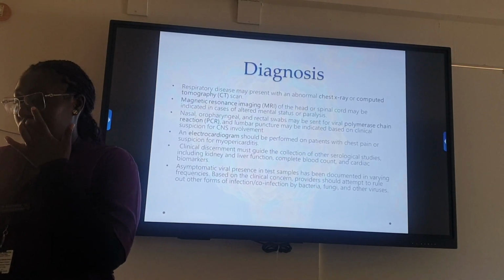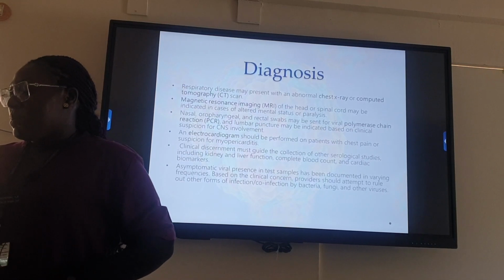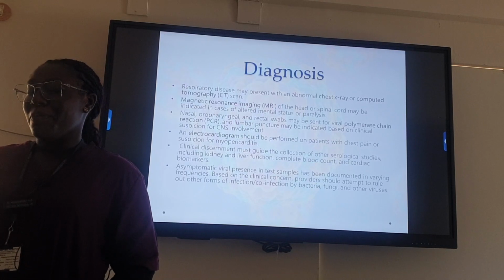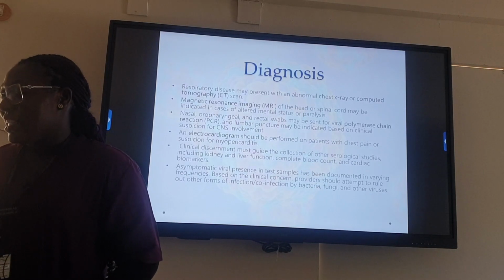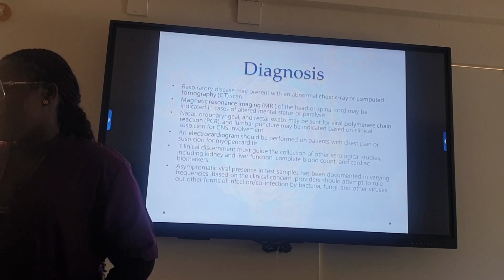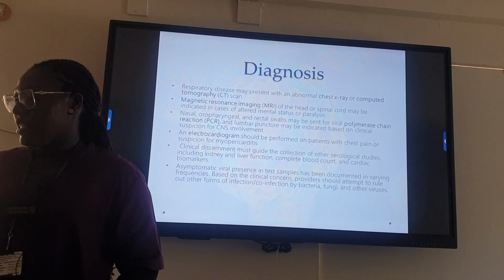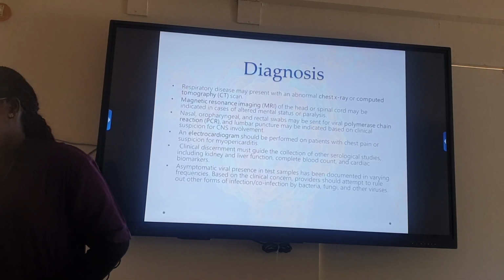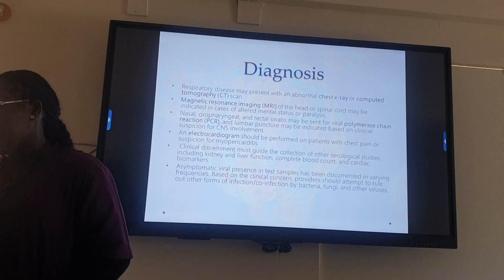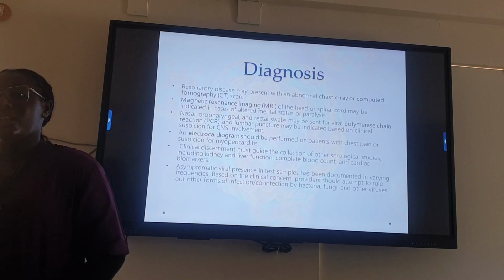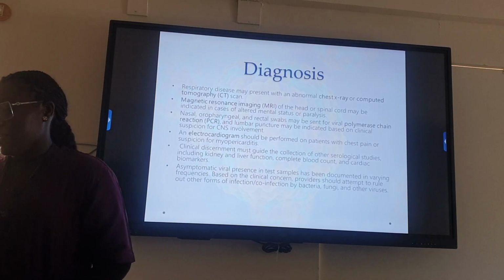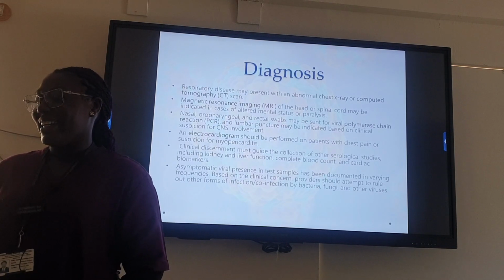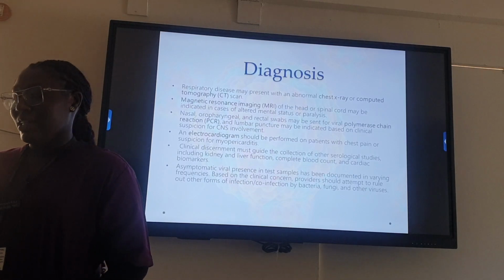Coming to the diagnosis. Respiratory disease may present with an abnormal chest X-ray or computed tomography scan. Magnetic resonance imaging of the head or spinal cord may be indicated in cases of altered mental status or paralysis. They also do PCR, polymerase chain reaction, and lumbar puncture when they suspect CNS involvement. And also an electrocardiogram for myopericarditis and chest pain when there are symptoms of those.